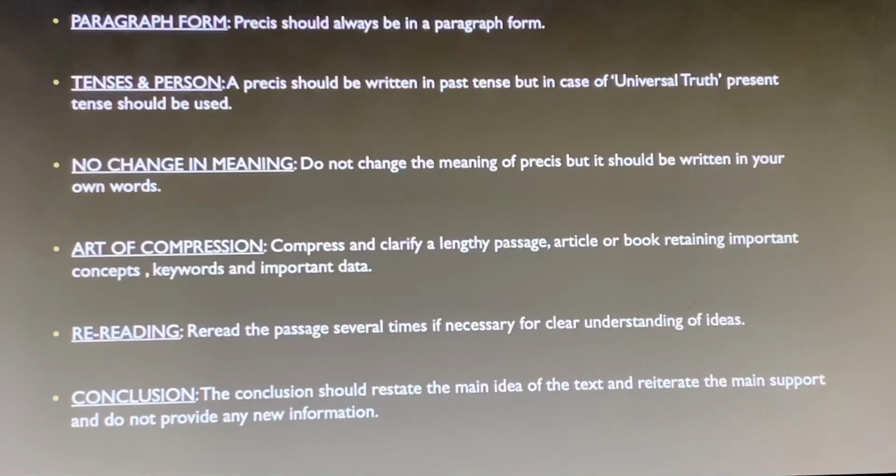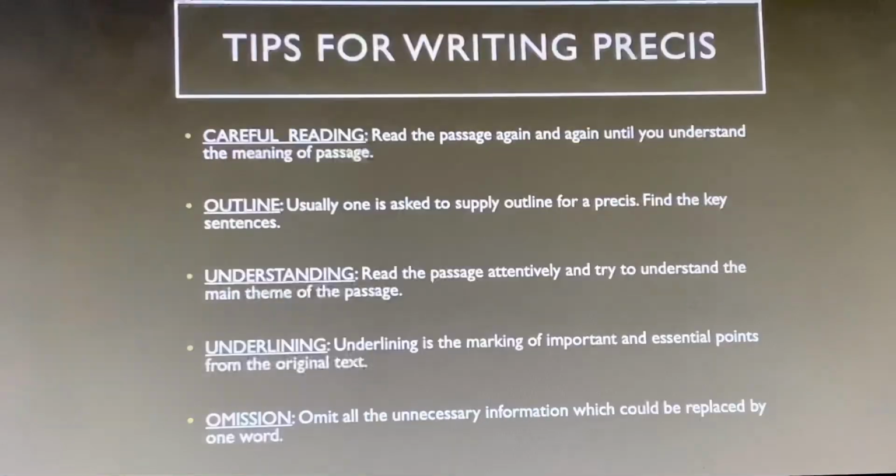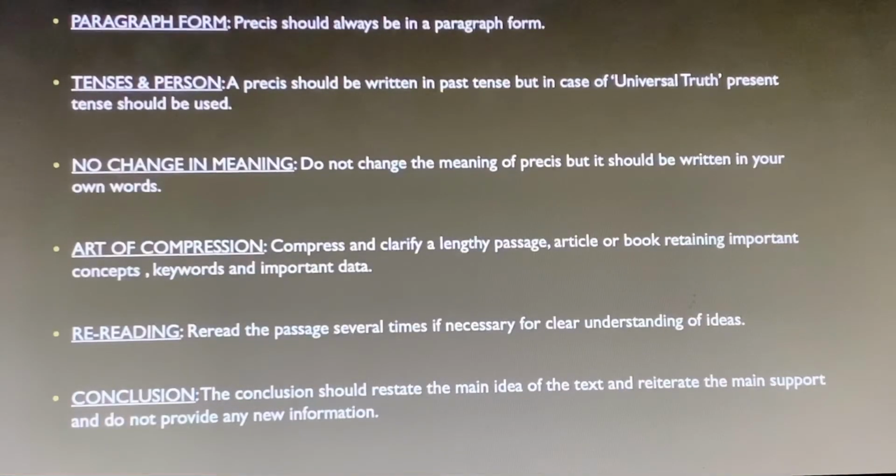Then rereading. Reread the passage several times if necessary for a clear understanding of ideas. And conclusion. The conclusion should restate the main idea of the text and reiterate the main support, and should not provide any new information. If you give new information, then it is a subjective writing of a precis, which is a wrong thing. You cannot be subjective. So the conclusion should always restate the main idea. What was the main idea we began with? That was in the outline, usually the key sentence. So usually the person closes the precis with that key sentence or outline which you have already identified.